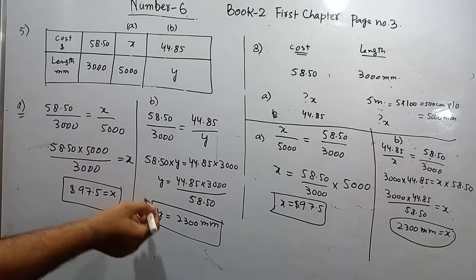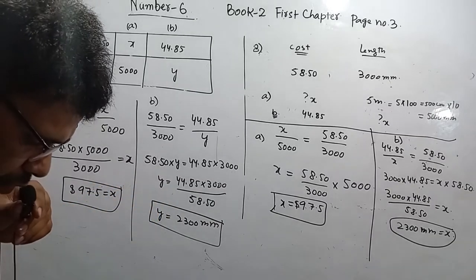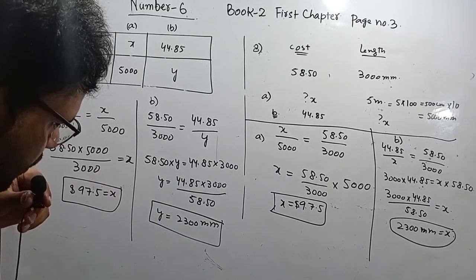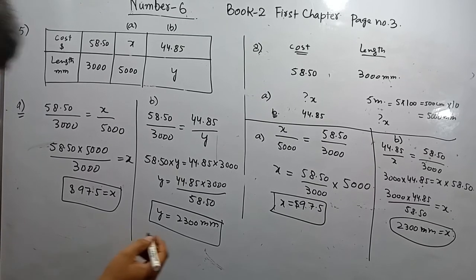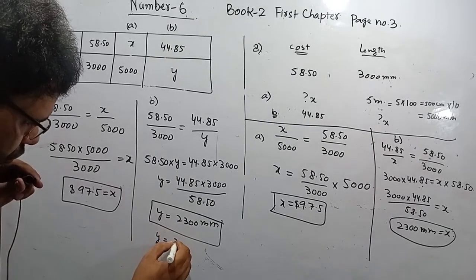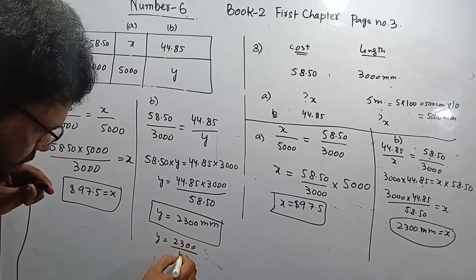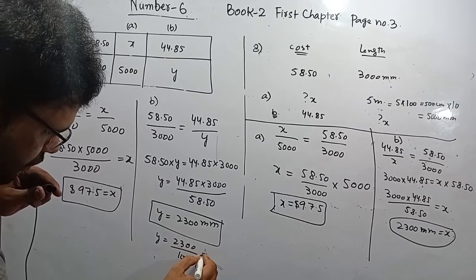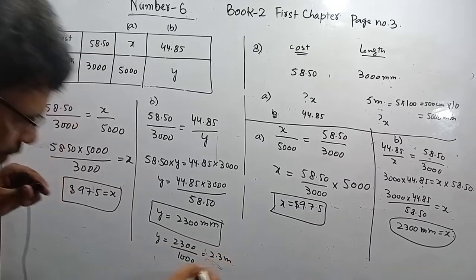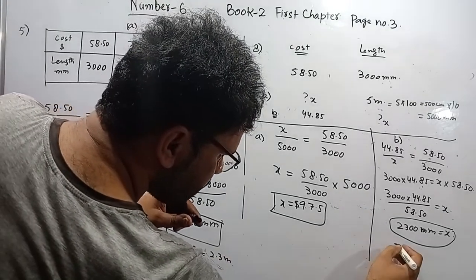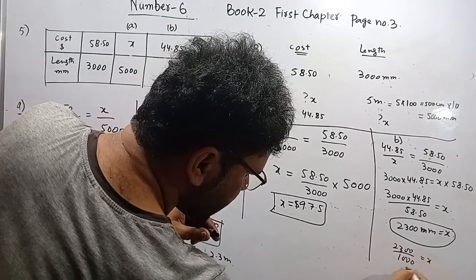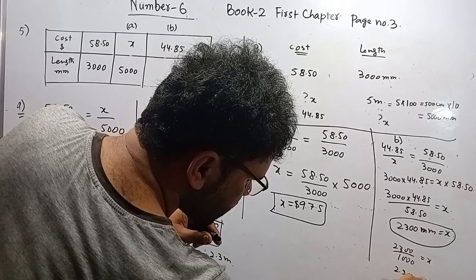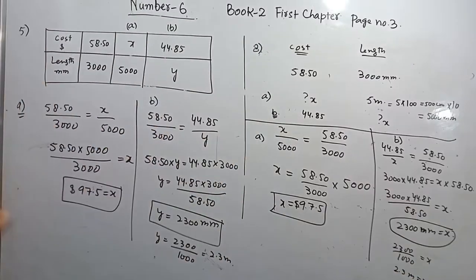Now solving for y, we found the value here, y equals 2300 mm. Also convert this value: y equals 2300 divided by 1000 equals 2.3 meter. Here also you can convert this, 2300 divided by 1000 equal to x, that is 2.3 meter equal to x.